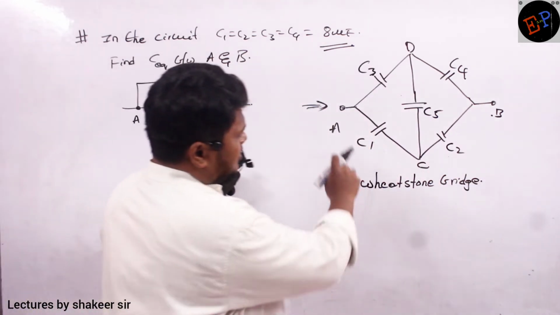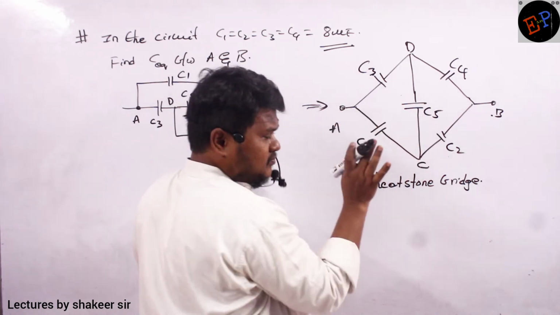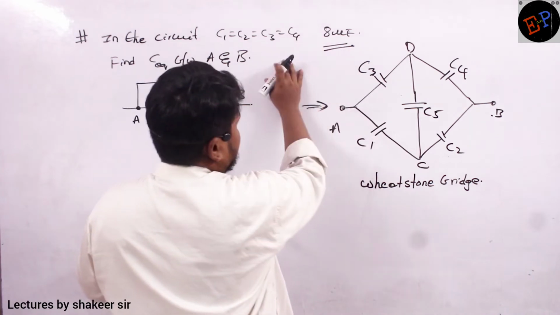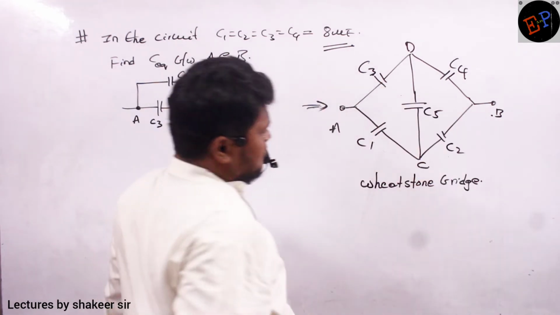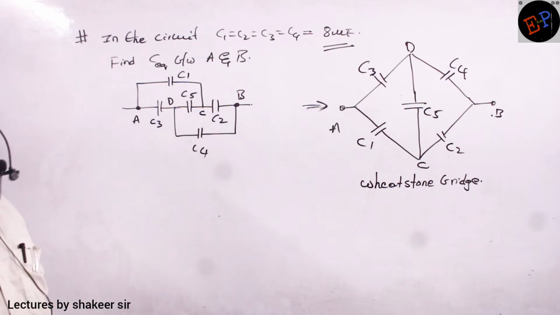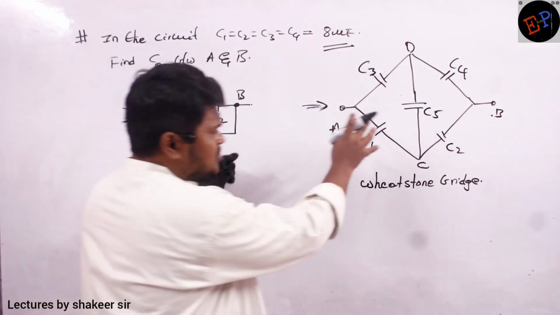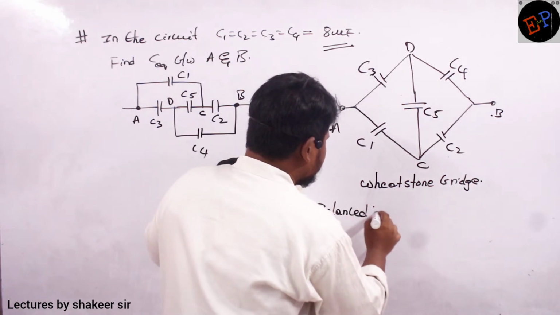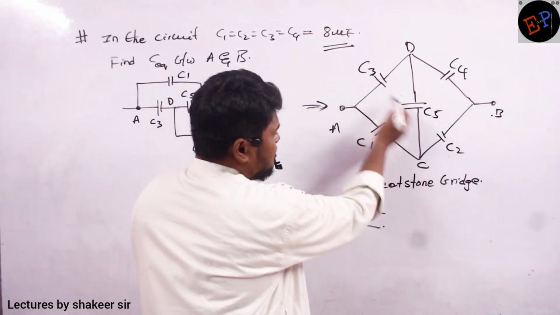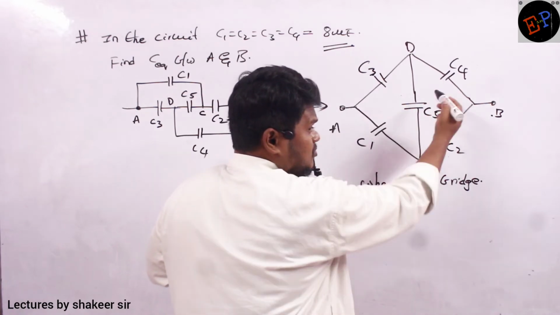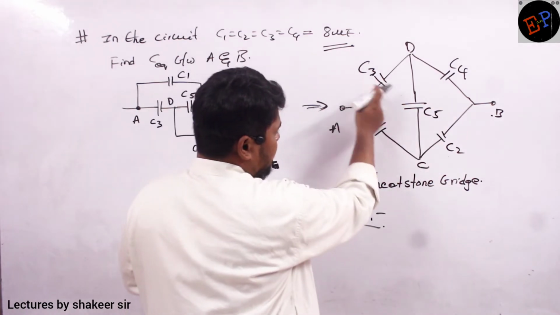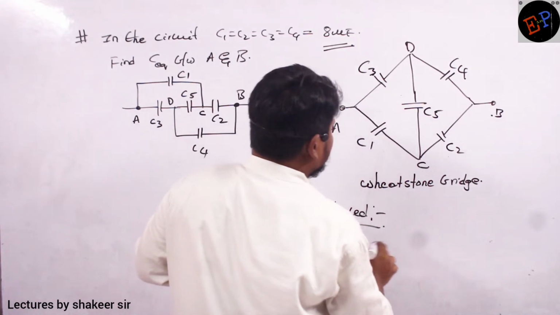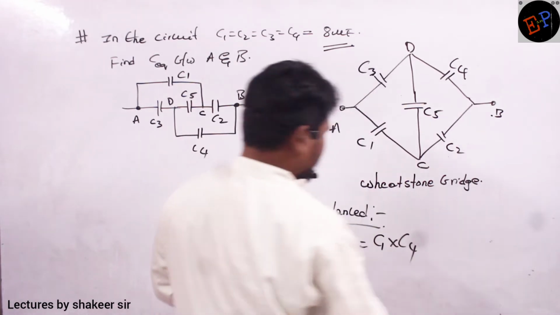And he gave that all the capacitances are equal. All of them are equal to 8 microfarads only, no? C5 also. C5 he did not give anything. So everything is 8 microfarads. See, this bridge becomes balanced Wheatstone bridge. In which condition? If the product of opposite capacitances is equal. What is the product of opposite capacitances? C2 into C3 when it is equal to C1 into C4.